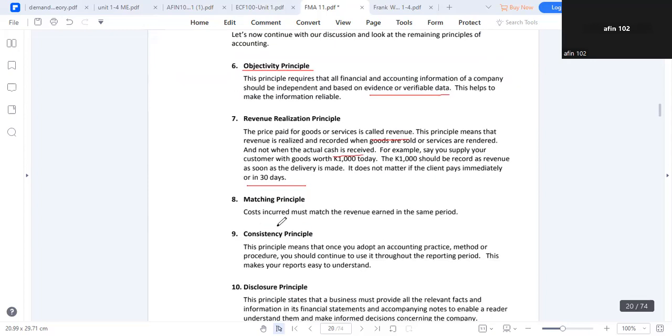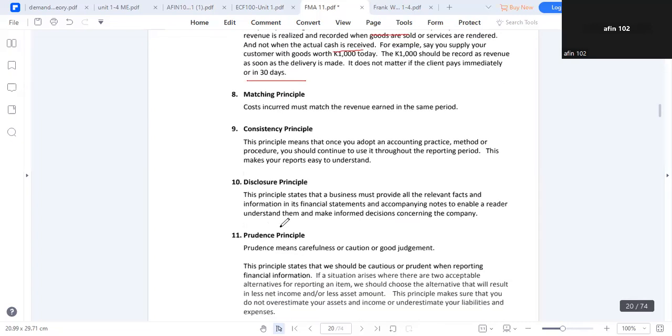Matching concept, which is called the accruals concept, simply assumes that costs must match with revenue earned in the same period. Consistency principle simply assumes that you need to adopt an accounting practice or method that should be consistent throughout the accounting period. This makes it easy for you to report and understand. The disclosure principle assumes that you must present all relevant facts that are needed in a financial statement, accompanying notes to the reader to understand so they could make an informed decision.